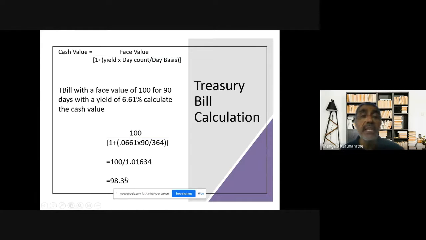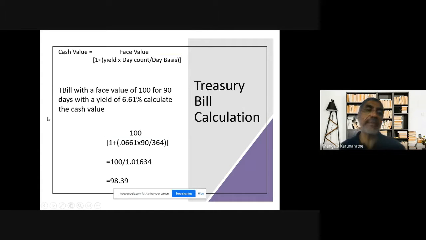So you need 98.39 rupees to buy a treasury bill with a face value of 100, which gives you a yield of 6.61%. And the tenor of this treasury bill is 90 days. I hope this is now very clear.